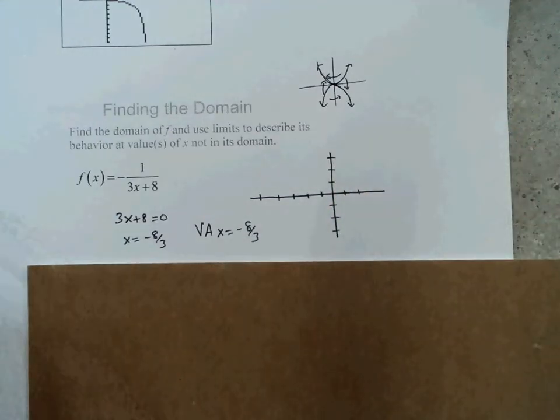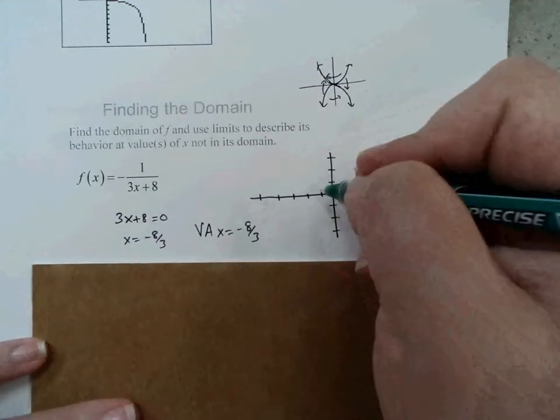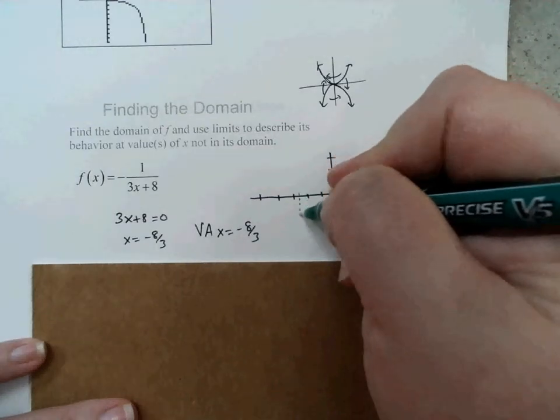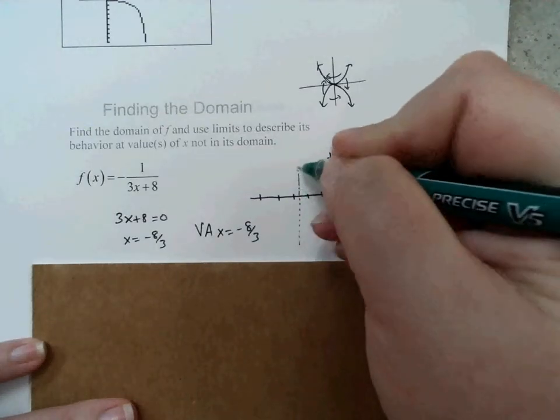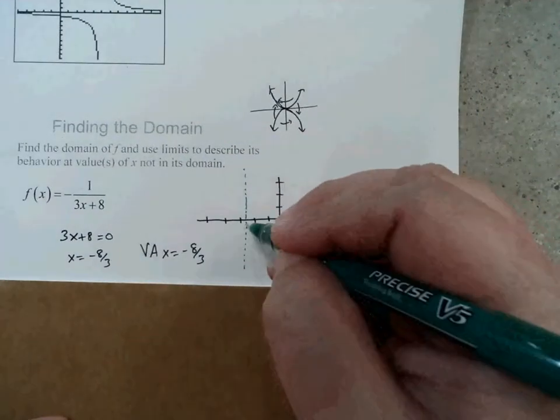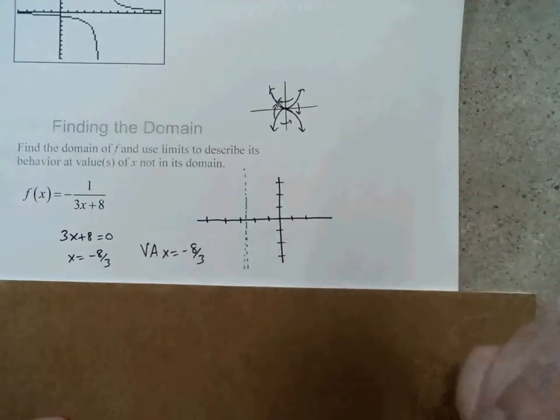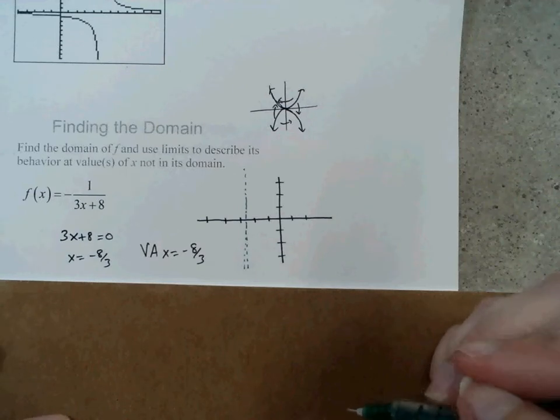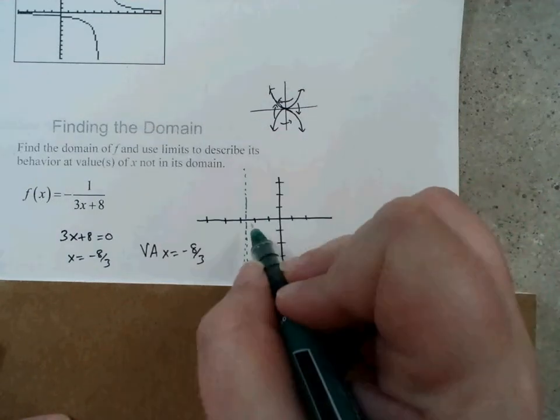Okay. So I know there's a vertical asymptote at negative 8/3. So somewhere in here, I don't know if that's lined up, but kind of weird. Oh well. Let's plug in some numbers and let's see what's happening, okay?